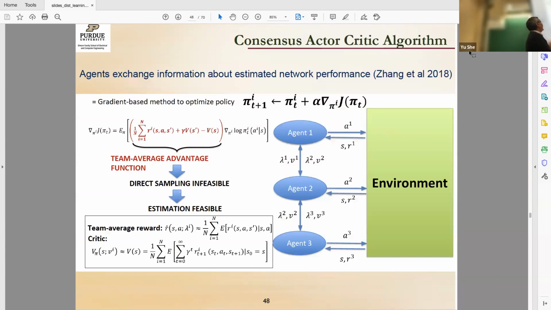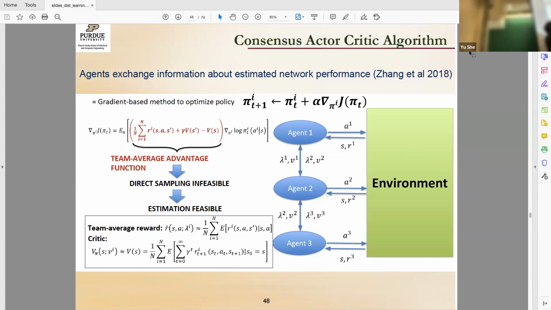If I use, let's say, a gradient-based method to optimize my policy, I want to move from policy pi of t to pi of t plus 1, in the direction that improves the performance, right? But remember that the performance is related to the sum of everybody's rewards, over the agent index. I don't know what rewards other people are getting, so I cannot directly calculate this. This was an open problem, and Kaiqing Zhang in 2018 proposed that I can estimate this.